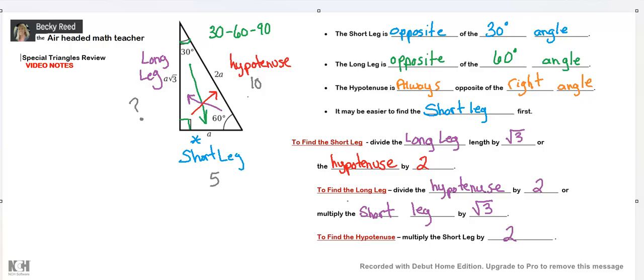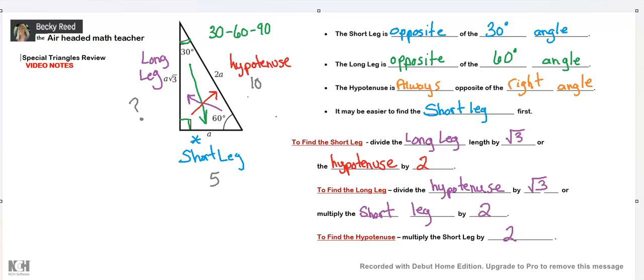So what if we didn't have the long leg? What if we didn't know what that is? You can do that 2 different ways. You can divide the hypotenuse by 2. So we could say 10 divided by 2 gives us, oh, my bad. Hang on. To find the long leg. Oh, wait, that's incorrect. Wait, back the bus up. Hang on. See, it doesn't take too long before you figure out why I'm the airhead math teacher. Anyway, I had that backwards.